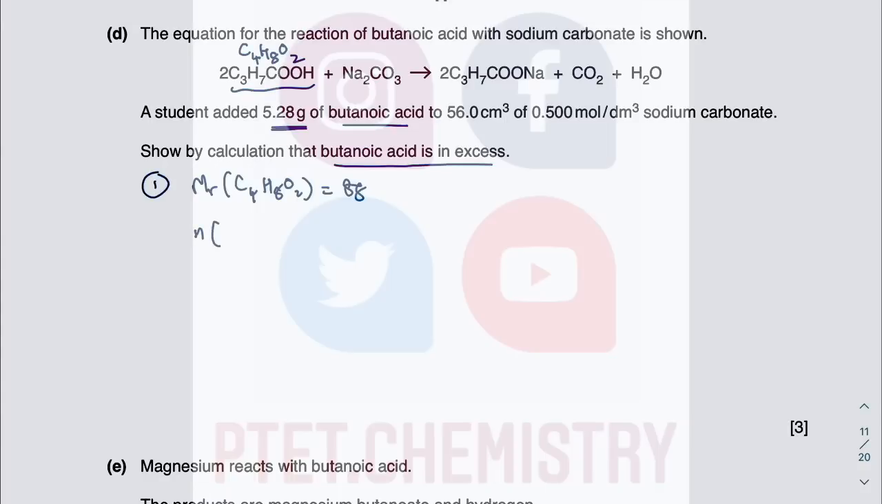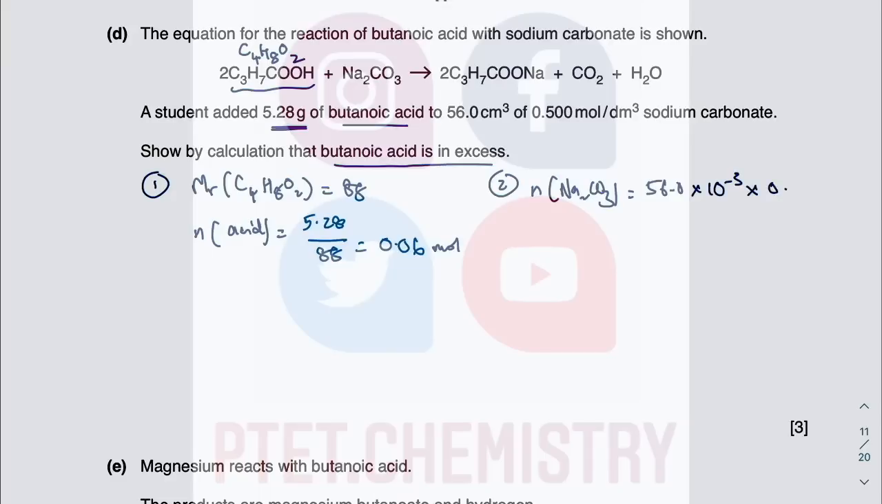So the mole of the acid is going to be 5.28 divided by 88. So mass over Mr, because it's given as a solid. That's 0.06 mole. The mole of sodium carbonate is 56.0, so it's given as a solution there, so times by 0.500, so 56 there times 0.5. So this 10 to the minus 3 refers to divide by 1000. You should be aware of this from your O-level maths course as well. You should be confident to key that into your calculator easily.